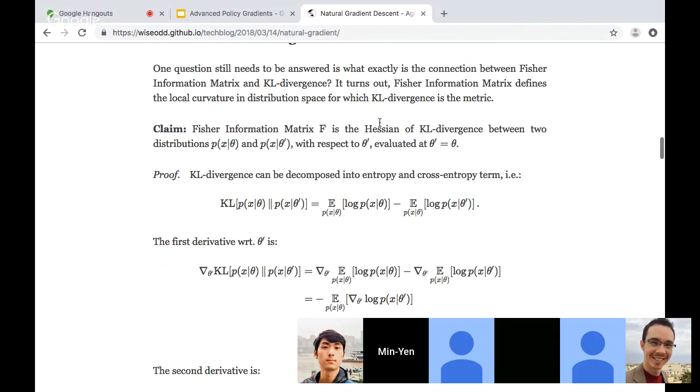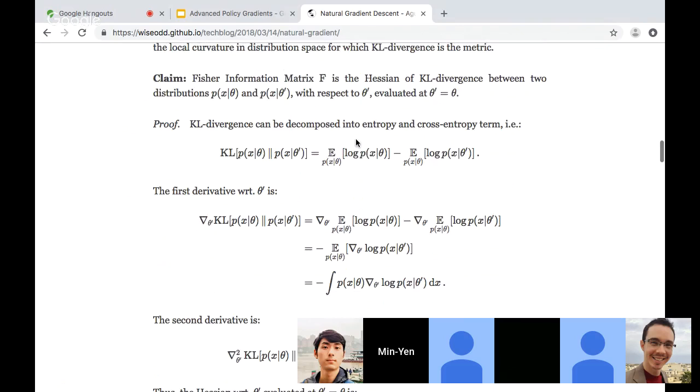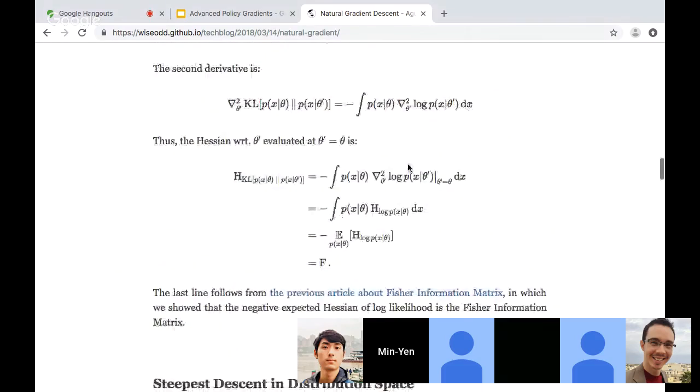All right, so it tells you what the relationship between the Fisher information matrix and the KL divergence is. It says: claim, the Fisher information matrix F is the Hessian of the KL divergence between the two distributions. Like we were talking about covariance before, that's exactly right. You've got two terms, the entropy and the cross entropy, and the cross entropy gives the covariance. So that's that part.